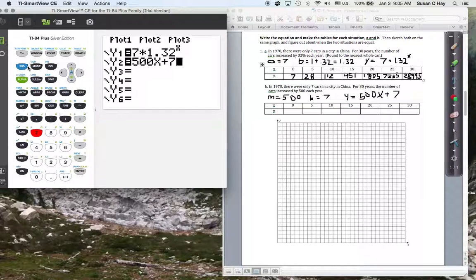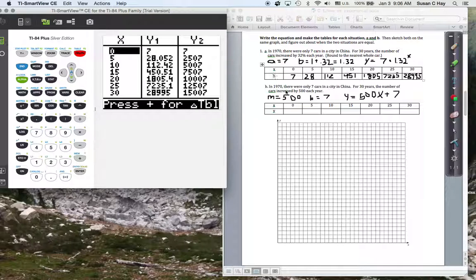So we're going to go into our table. Notice how, remember, you have to use the second to get to table set or to table. So second table. So now I have the other one here. It starts at 7, and it's going to go up by 500 every year, or 2,500 every 5 years. So it's 2507 at 5 years. That 2 doesn't really look like a very good 2, but you know, put a little hat on it. Okay, at 10, we're going to be at 5,007. So we're going up by 2,500 every 5 years. 500 every single year.